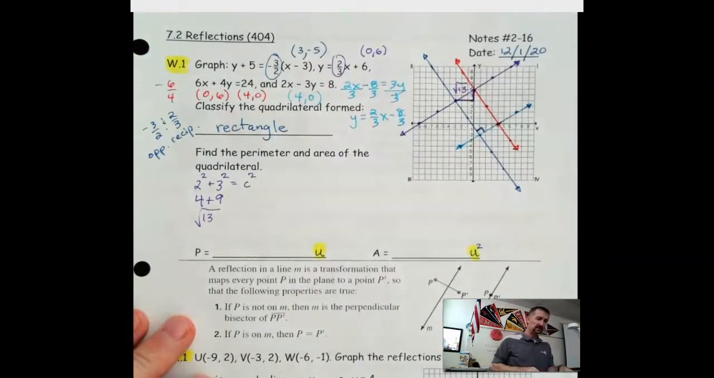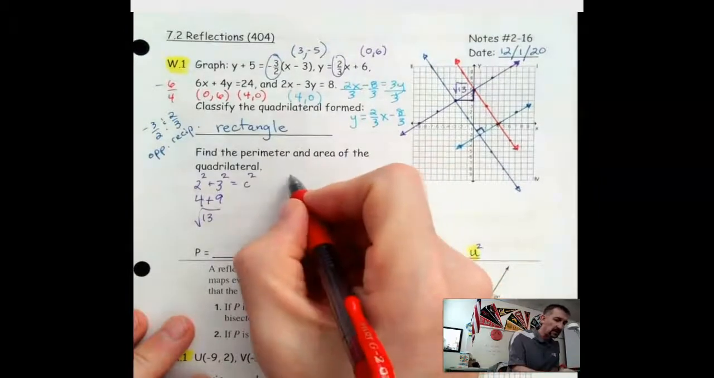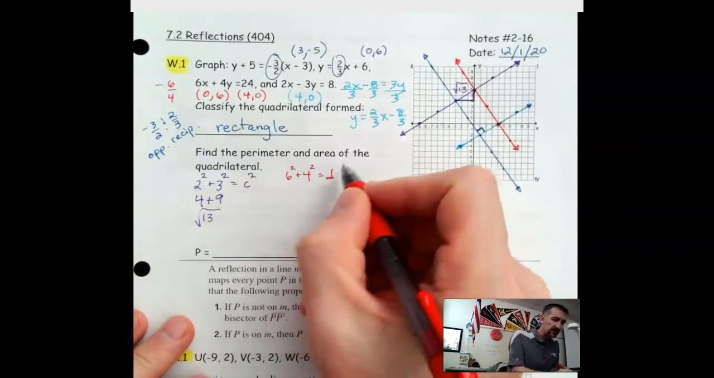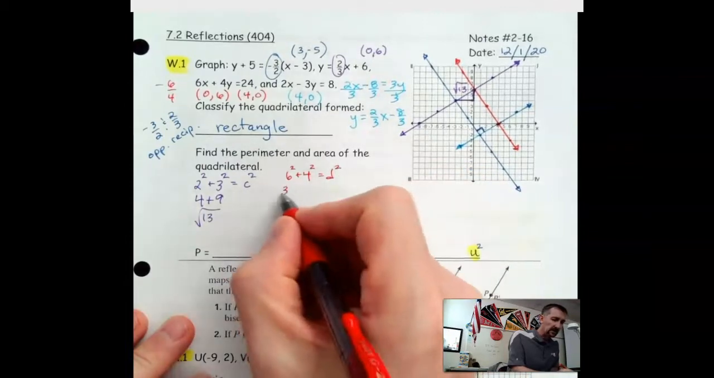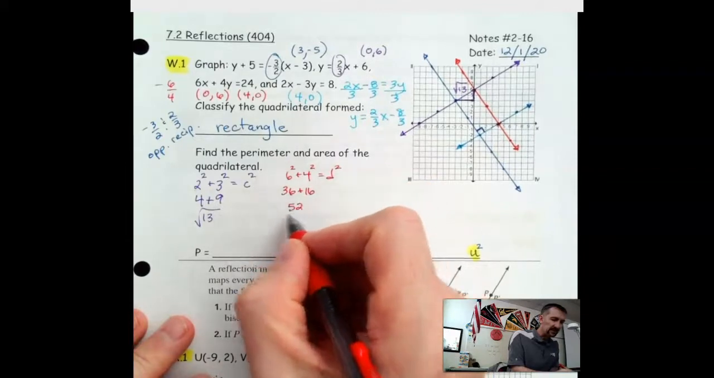Now let's find that red side. Now if you look at that, that's 6 and 4. But if you think about it, maybe you could find it faster. a squared plus b squared equals, so that's 36 and 16, that's 52.